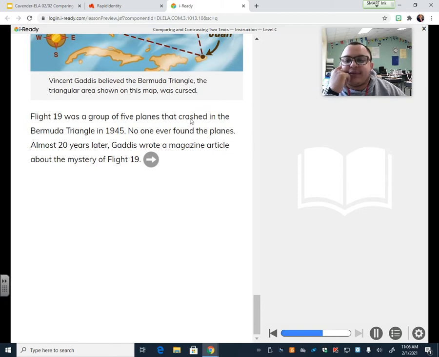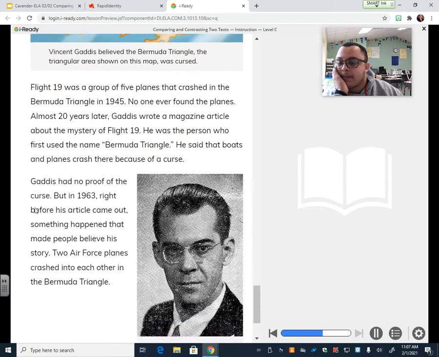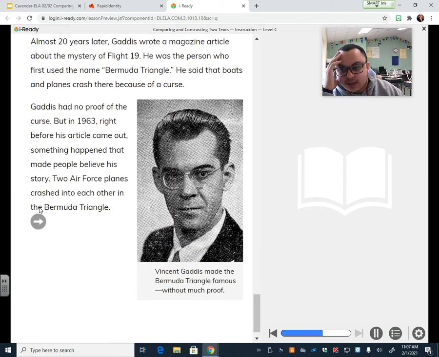Flight 19 was a group of 5 planes that crashed in the Bermuda Triangle in 1945. No one ever found the planes. Almost 20 years later, Gaddis wrote a magazine article about the mystery of Flight 19. He was the person who first used the name Bermuda Triangle. He said that boats and planes crashed there because of a curse. Gaddis had no proof of the curse, but in 1963, right before his article came out, something happened that made people believe his story. Two Air Force planes crashed into each other in the Bermuda Triangle.